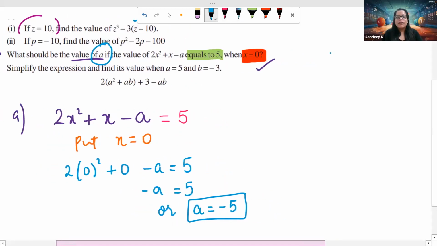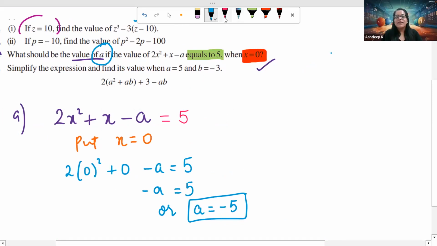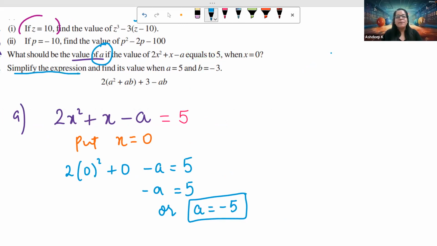Now we are moving on to the last question that we have, that is question number 10. So now if we see question number 10, it states simplify the expression just like the questions that we did in our last class as well. We need to find the value when a is equal to 5 and b is equal to minus 3.